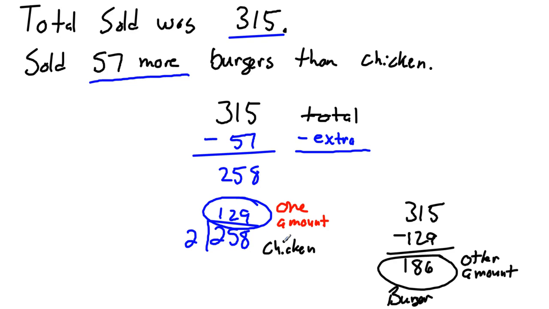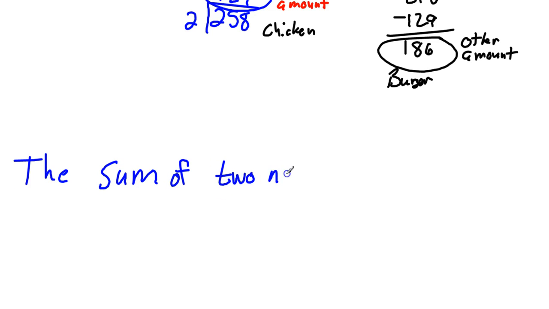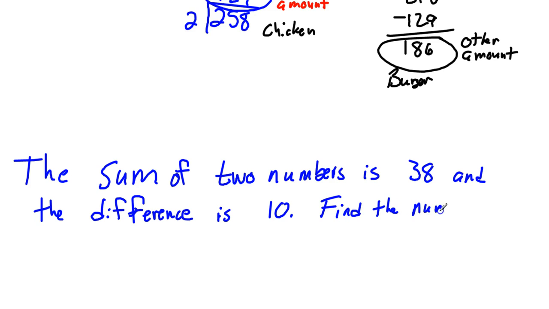Now here's another word problem you can get that doesn't talk about burgers or tacos or algebra books or geometry books. This one's pretty short here. The sum of two numbers is 38. And the difference is 10. Find the numbers.